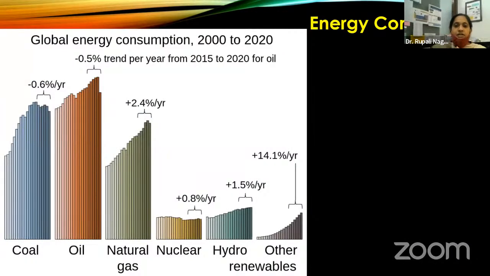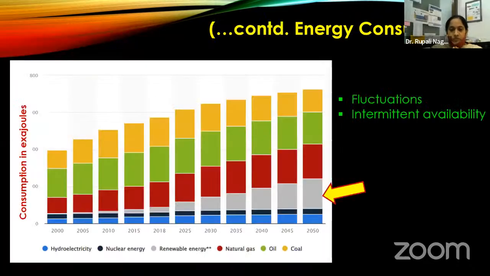Going further on this, if we look at the energy consumption from 2000 to 2020, what we see is that the fossil fuels again are logging a deficit in their percentage increase, and the nuclear, hydro, and other renewables are growing. This is a positive indicator that countries and governments are becoming more sensitive towards what kind of means one is using to produce energy.